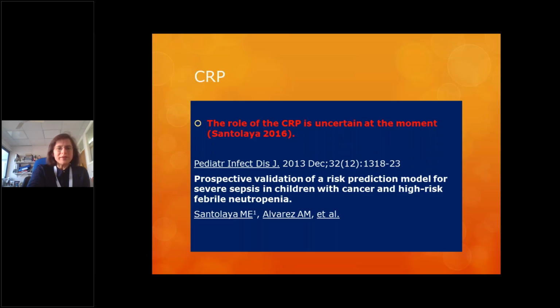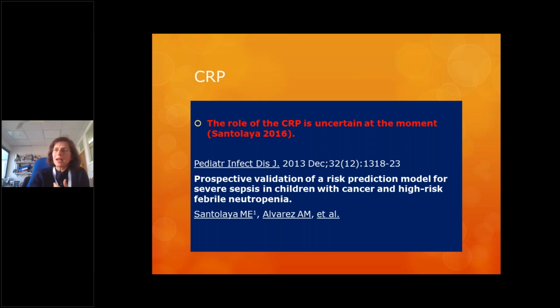What's the role of the CRP? We all do it, we love it in London, and we do it every day often, but actually we don't know how to interpret it. I put here a reference from Santolaya, a Brazilian author who has done quite a lot of work on the CRP, but it still remains very vague. Whether it is an absolute number, and in his work, Santolaya identifies a threshold of 80 as an indicator for bacteremia and a serious infection, or whether it is the trend, which we often look at.